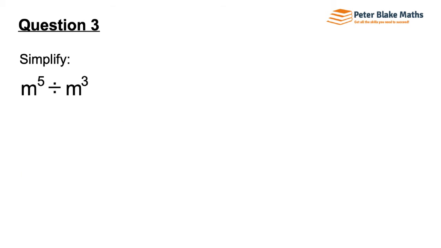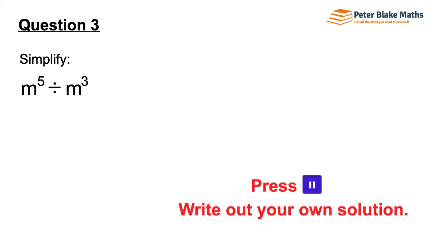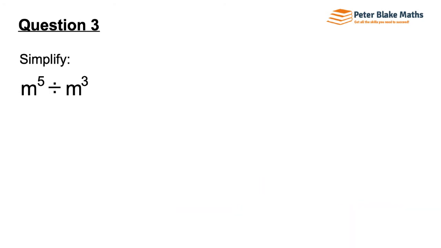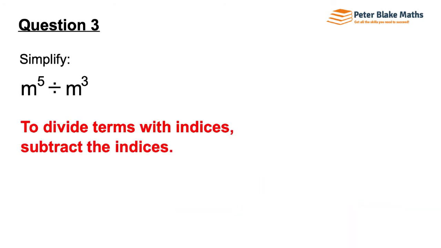Question 3. Simplify m to the power of 5 divided by m cubed. To divide terms with indices, subtract the indices. Final answer, m squared. So we've done 5 minus 3 and got a 2 for the power, so m squared.